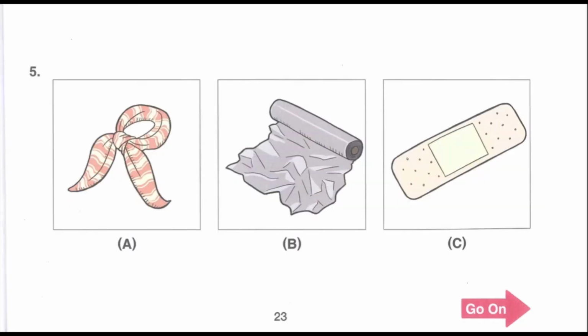Number 5. Listen to the woman. I got a cut on my thumb while I was slicing some vegetables with a kitchen knife. The cut was not too serious, so I put a bandage on my thumb. What did the woman use to cover her thumb? Go on to the next page.